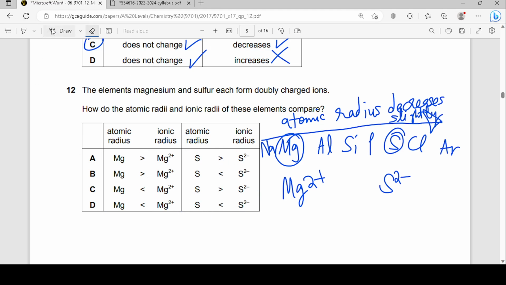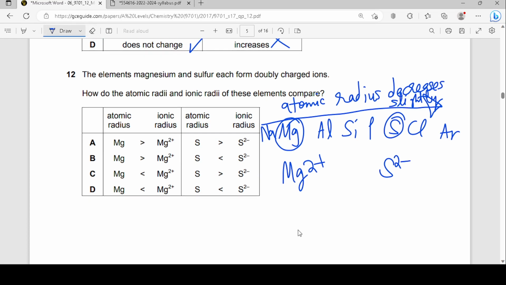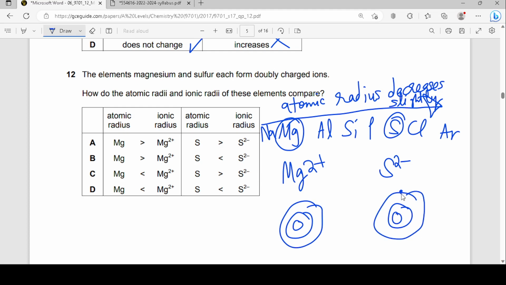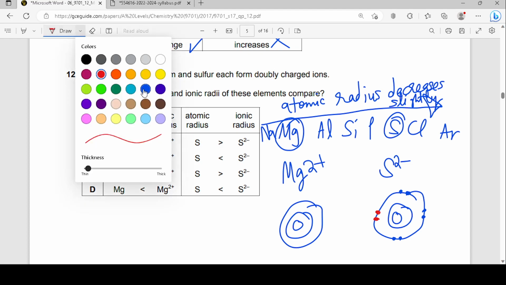So in magnesium, as I told you, you have three shells, and even in sulfur you have three shells. But in sulfur, it's in group 6, right? So you have 6 valence electrons, and then in S2- you actually gain 2 electrons, right? So to form S2-, that means that in S2- you also have three shells.